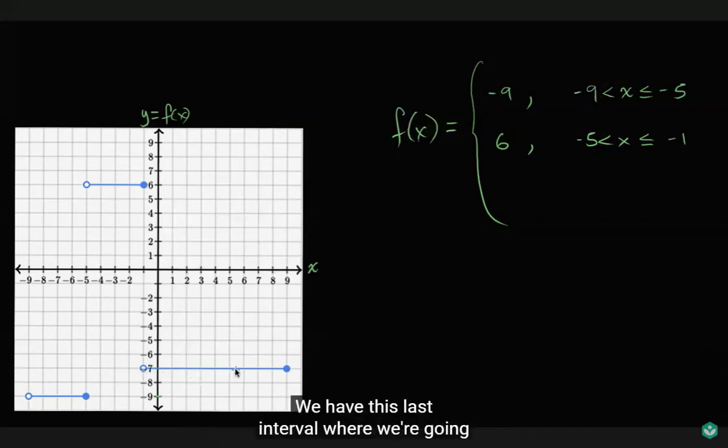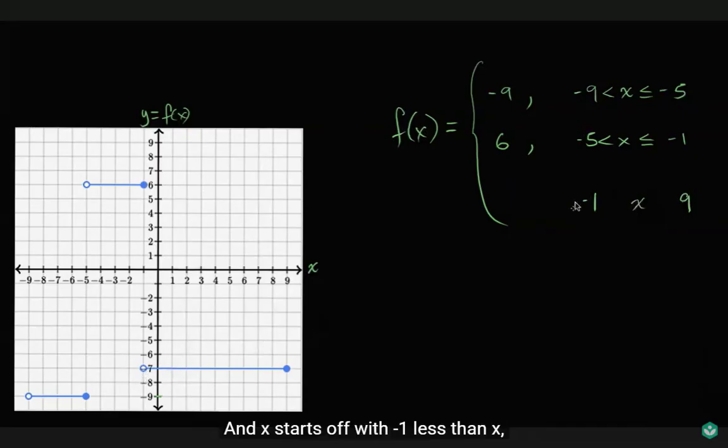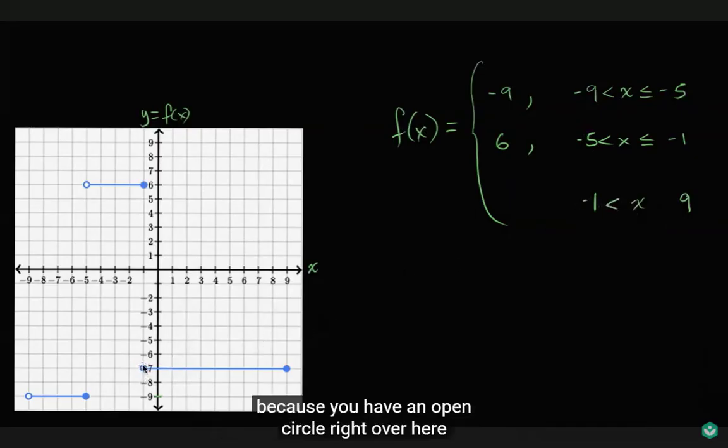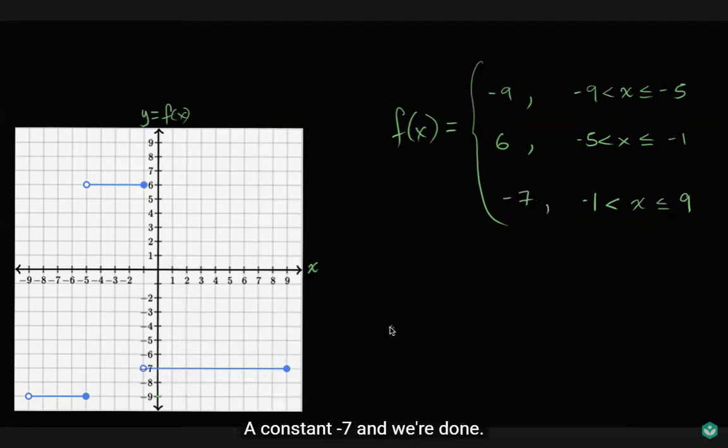Now let's keep going. We have this last interval where we're going from -1 to 9. And x starts off with -1 less than x because you have an open circle right up here. And that's good because x equals -1 is defined up here, all the way to x less than or equal to 9. And over that interval, what is the value of our function? Well, you see the value of our function is a constant -7. And we're done. We have just constructed a piece-by-piece definition of this function.